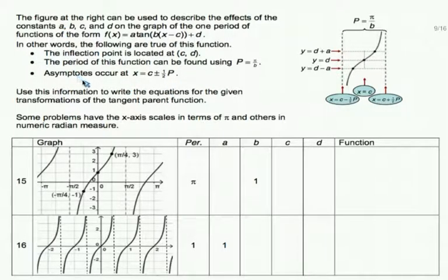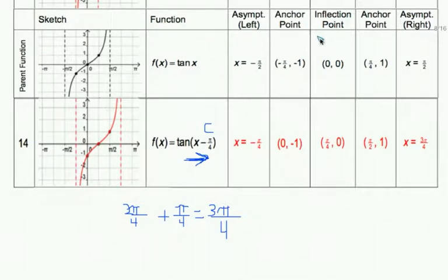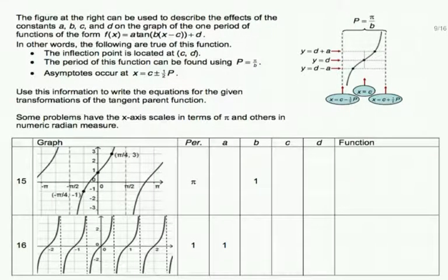And it says the figure at the right can be used to describe the effects of the constants A, B, C, and D on the graph of one period of functions in the form of this whole huge equation. So in other words, our inflection point, remember back here, the center point, whatever our C and our D value is, that's going to be our inflection point.